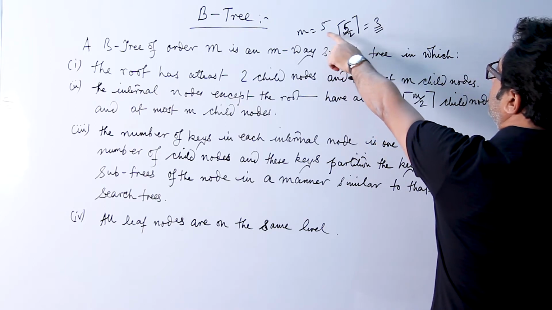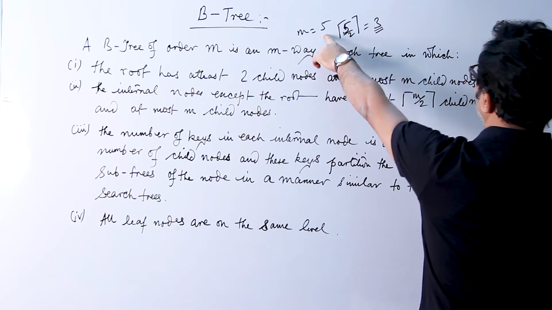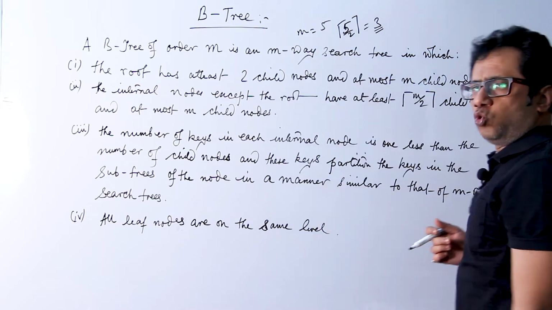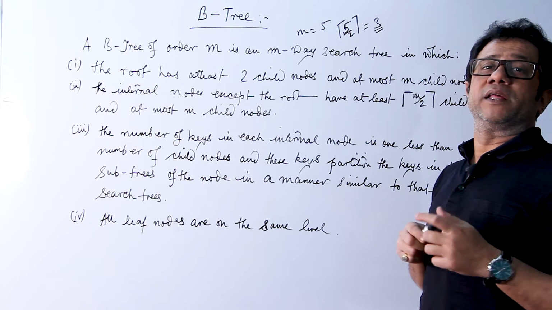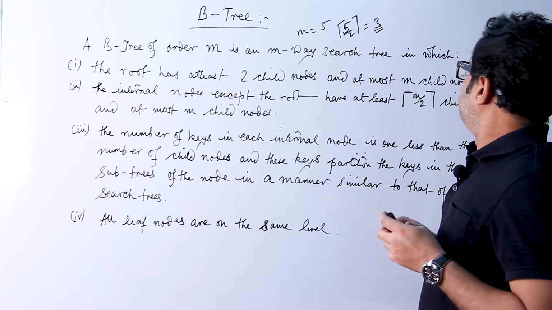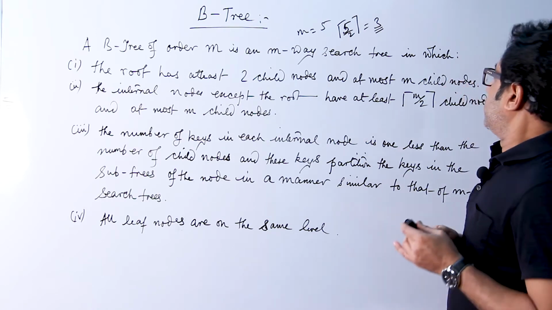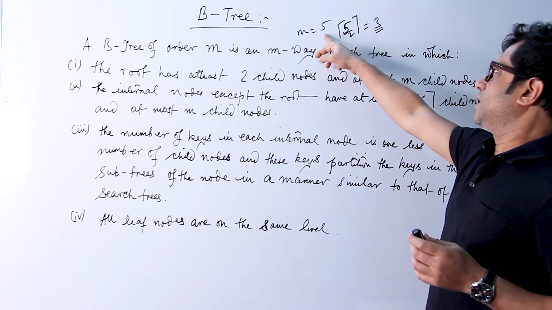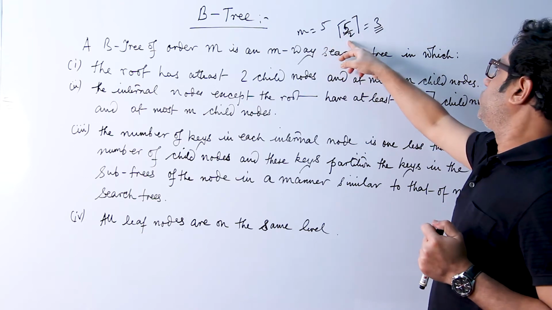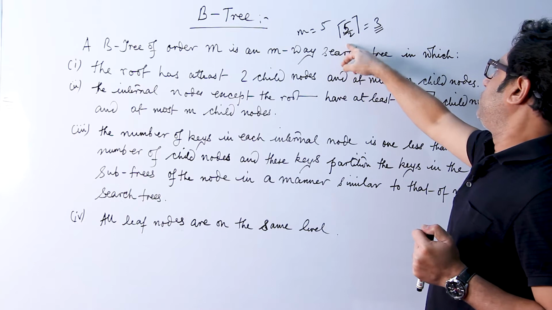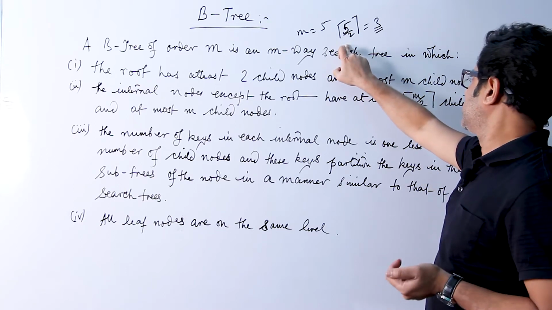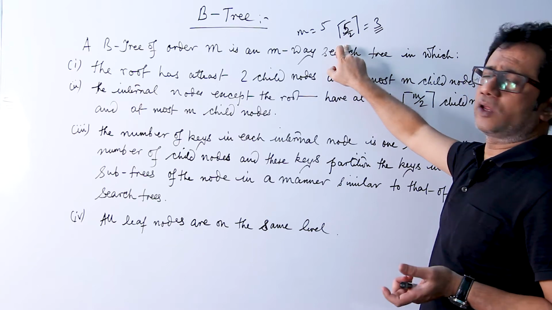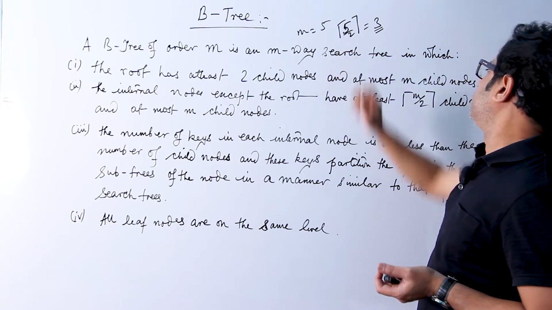Suppose we take m to be 4, then it should be 4 by 2, that is 2, and that is the least integer which is greater than or equal to 2. Or in this case, since m is equal to 5, 5 by 2 is 2.5, and the ceiling function is nothing but the least integer which is greater than or equal to 2.5, that is 3.